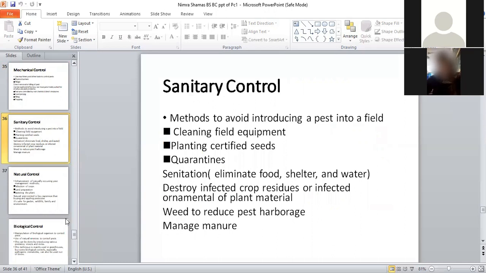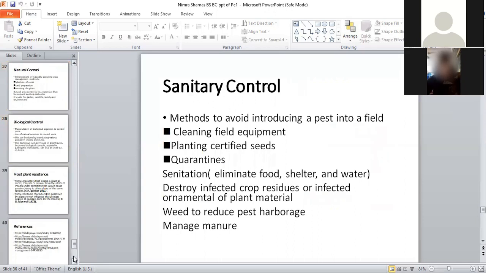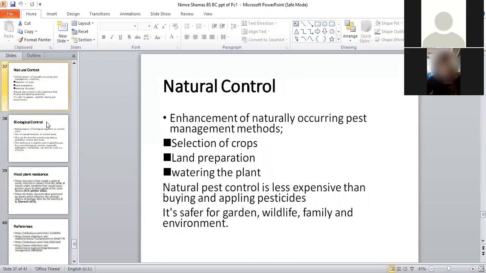Sanitary control methods prevent placing a pest into the field, like cleaning the field, planting certified seeds, and quarantine. These are sanitary methods. Sanitation methods are used to control shelter and water, destroy infected crop residues, manage manure, and reduce the wastage. So these are sanitary methods. Next slide.